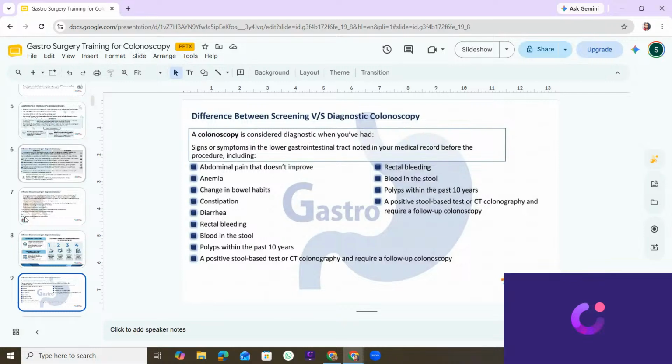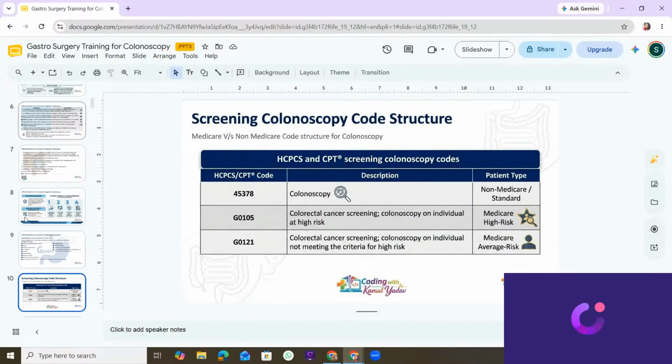Examples: colonoscopy is considered diagnostic when you have had a sign or symptom in the lower GI tract noted in your medical record before the procedure, including abdominal pain that does not improve, anemia, change in bowel habit, constipation, diarrhea, rectal bleeding, blood in the stool, polyps within 10 years, a positive stool-based test or CT colonoscopy requiring a follow-up colonoscopy. These are all important points. So all these pointers help to know that this is diagnostic.